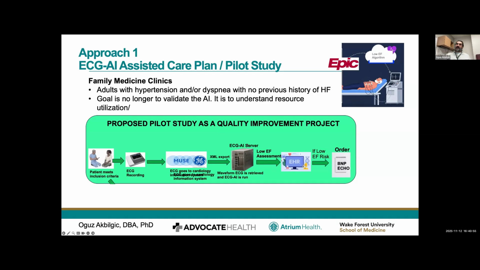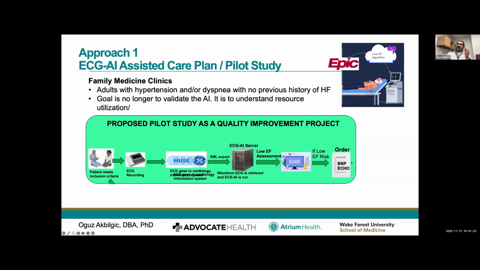We are building this AI server. Actually, we have done this. It automatically pulls all these ECGs to this AI server, which hosts our AI model, and then it runs. If it detects low EF, it classifies as low EF, and sends automated referrals for echocardiogram and BNP.